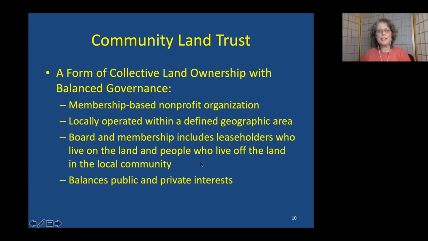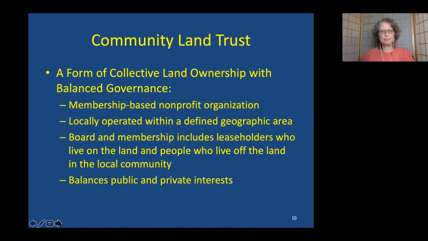And this mix on the board provides a balance of public and private interests, because those who live on the land may have a certain perspective on it, certain interests related to living on the land, while those who live off the land would have a broader perspective looking at the broader public good. And so that's a unique thing about community land trusts.